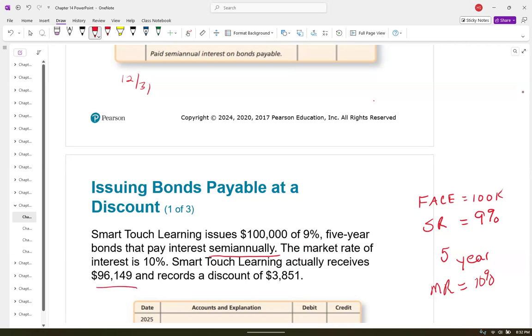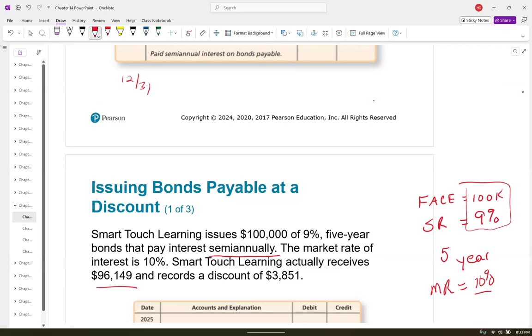So they're only going to get 96,149 because remember we have to discount our bonds because nobody wants our bonds. Our bonds are paying less than everybody else's. So we're pricing them lower so they will yield 10%. And this is where the students are like, why? Well, remember what I said? These two things are printed on the bond. We can't change those. They're printed on the bond. So that's why we have to make these adjustments in our accounting records.